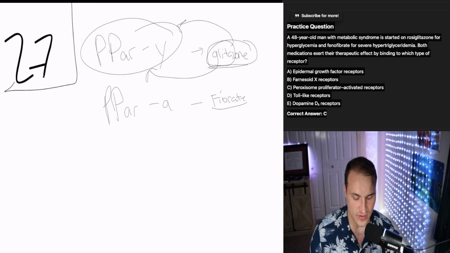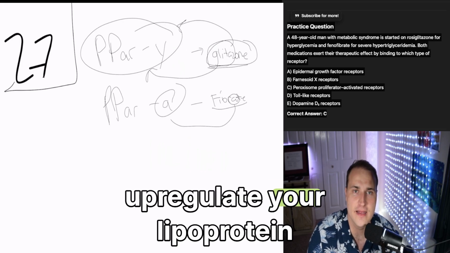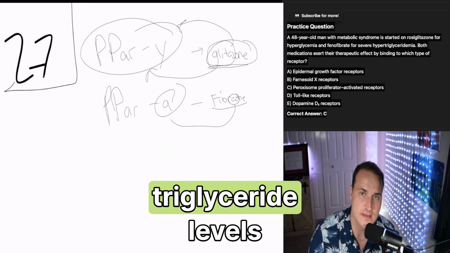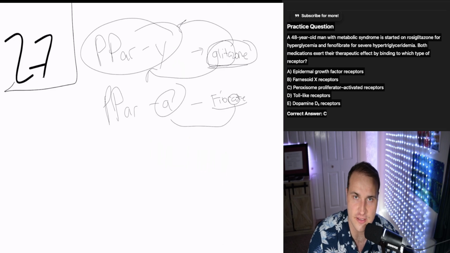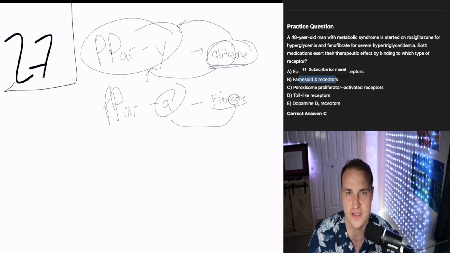Whereas these guys, fibrates with the A's, like to activate the A, the alpha. And they're going to upregulate your lipoprotein lipase to lower your triglyceride levels, and both require gene transcription to achieve their effects. All right, epidermal growth factor receptors, that's not the right answer, because that's cell growth signaling. That's involved in oncogenesis, not metabolic modulation. Farnesoid X receptors are bile acid synthesis regulators. They control cholesterol catabolism, and it's unrelated to insulin or fibrates.